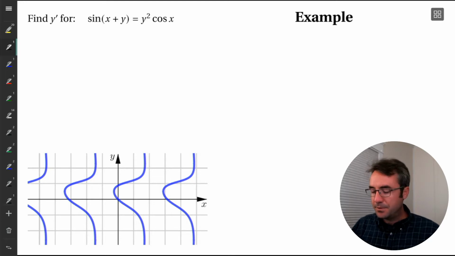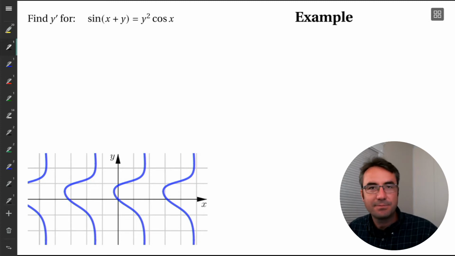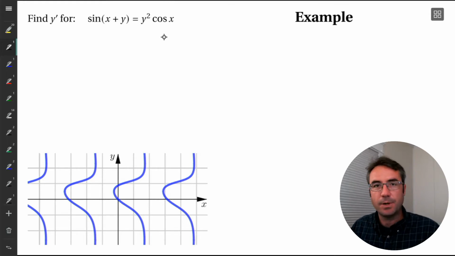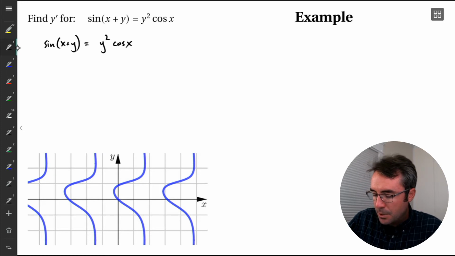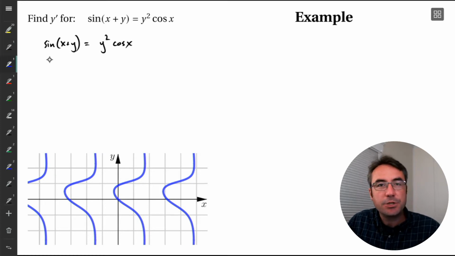And so with these equations, we can look at the tangent line to a whole broader class of functions and curves that we couldn't before when we had explicit functions y equals. All right, so some of these are actually kind of interesting looking curves. But in any case, we want to find y prime for this equation. So we start by writing down our equation again. Sine of x plus y is equal to y squared times cosine x. We're going to apply the derivative to each term on both sides of this equation.